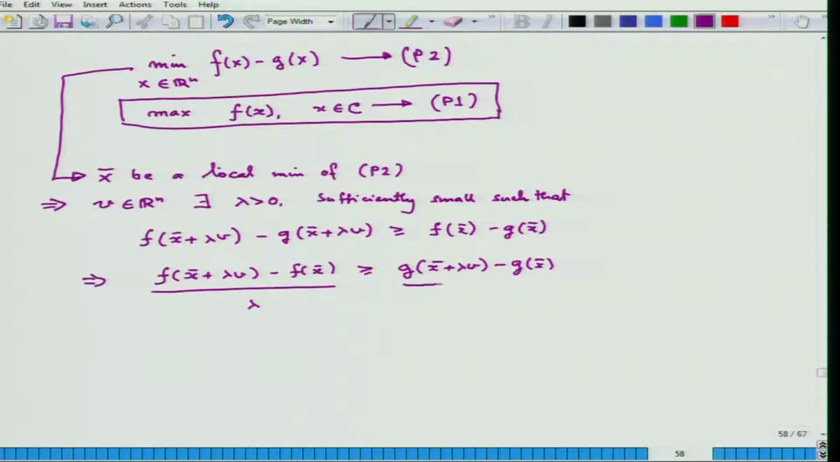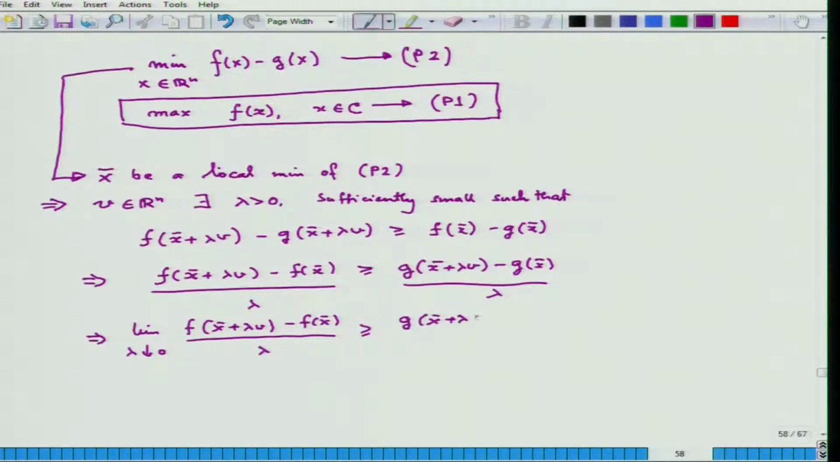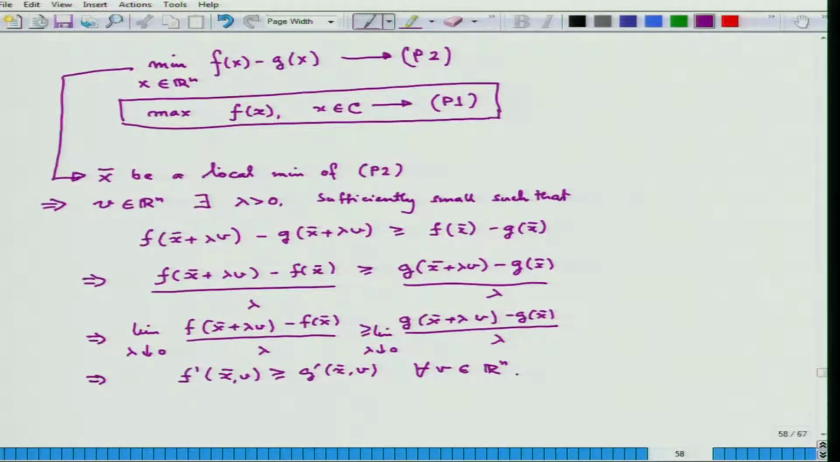Now, dividing by lambda on both sides, because lambda is sufficiently small, and taking the limit as lambda tends to 0. Both these limits exist because these are convex functions. So, we have now transferred our difficulty of non-convexity to the efficiency of convexity. Here this would immediately imply the inequality, and this would be true for all v, because v was chosen to be arbitrary.